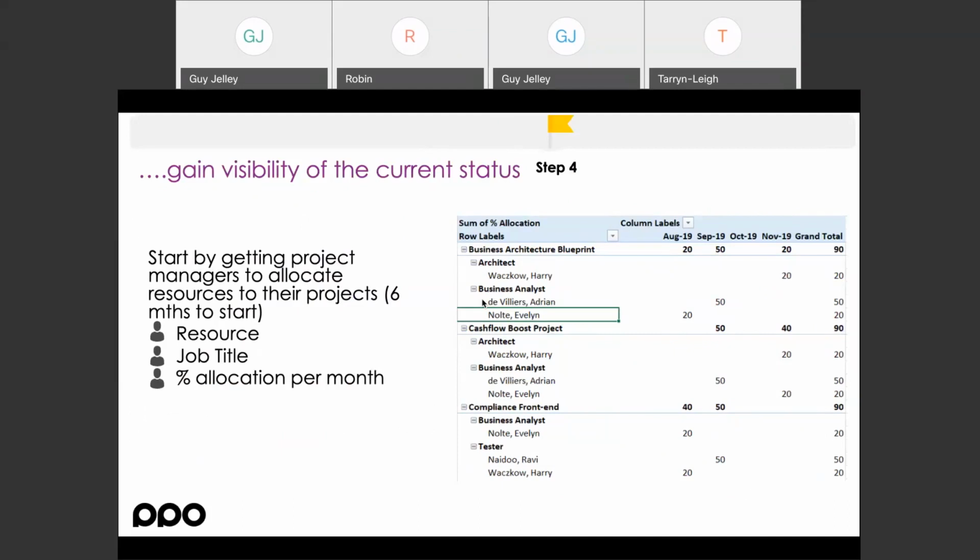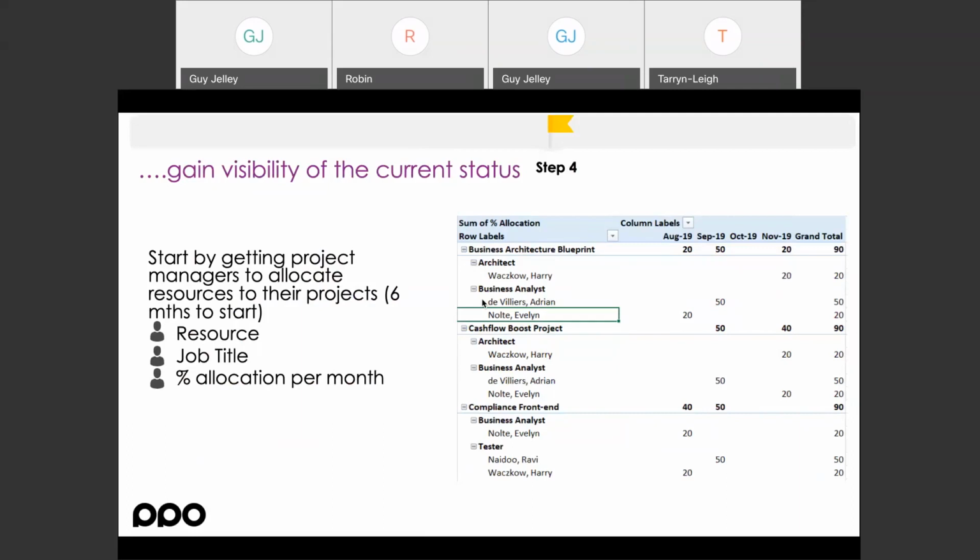So there's our business architecture blueprint project, and we need Evelyn, who's a business analyst, for 20% of her time in August, and we need Adrian, who's a business analyst, for 50% of his time in September, and Harry, who's an architect, for 20% in November. It's actually very easy to get this information, but it does take project managers some time to get it. For those teams doing sprints, agile projects, it's significantly easier because the sprint is shorter. There's a lot more understanding of the allocation of the resources to the sprint or to the couple of sprints, so they can quickly produce that information.